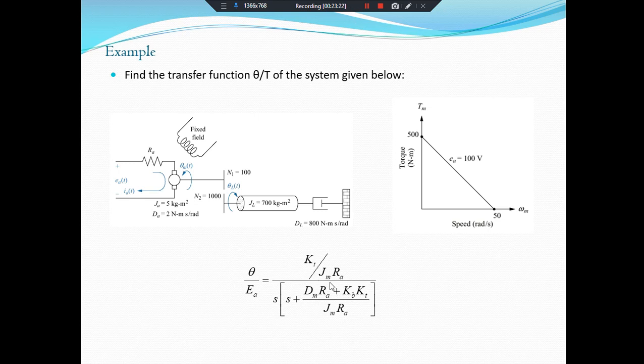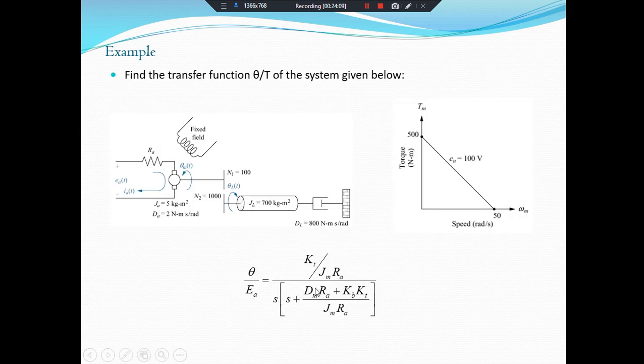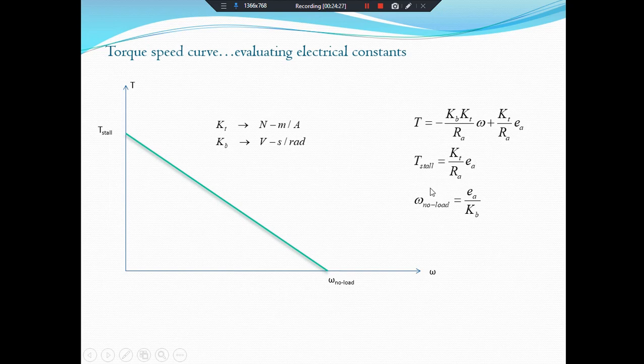So first we have to find the equivalent values, meaning we have to reflect our inertia and viscous damper from the load side to the motor side. We will use the same equation as we have studied earlier. Jm is equal to Ja, the inertia of the armature, plus the load inertia multiplied by the gear ratio, and the equivalent viscous damping will be equal to the damping of the armature plus the damping of the load multiplied by the gear ratio, teeth ratio. So in this relation, we are familiar with DM, JM, RA. The two unknown terms are KB and KT, and we will find them, as I told you earlier, from these two equations, T stall and omega no load.